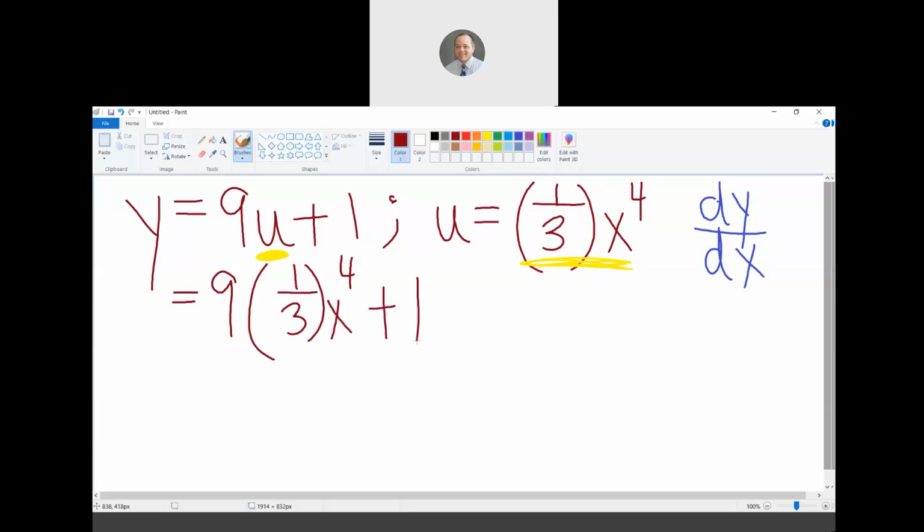We have not taken the derivative yet. Before we take the first derivative, we can simplify the 3 and the 9. That will go 3 times, which leaves us with 3x to the 4th plus 1.